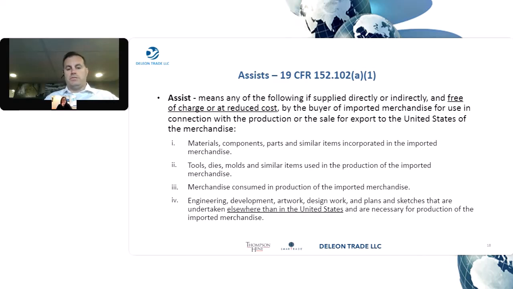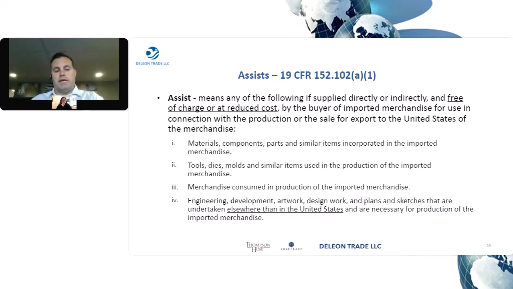Category 2 is tools, dies, molds. In the same example, say in the case of the mouse, I provide a tool or a mold that's used to make the outside case of this item. That mold would then be part of the customs value of this mouse coming back in. You would do an apportion calculation. I'll go into that in a second.